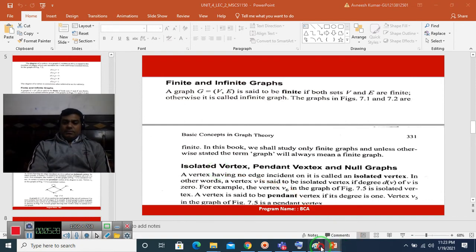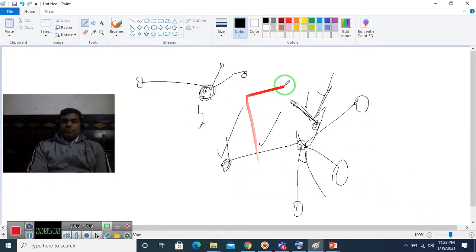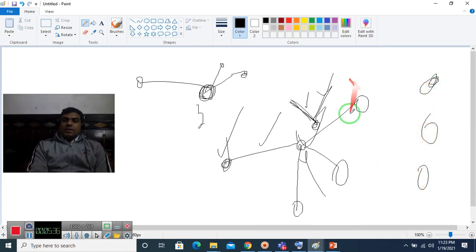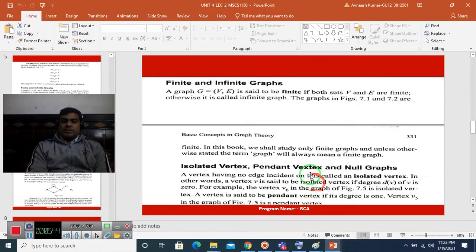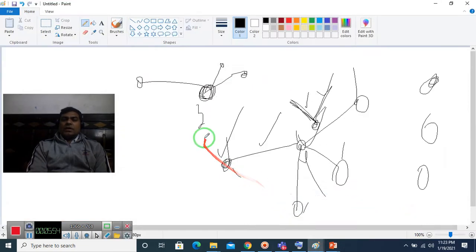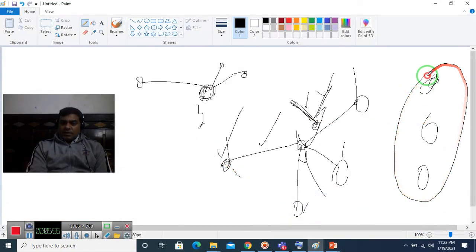This is the isolated vertex. But a vertex with degree 1 is called a pendant vertex. This is a pendant vertex, degree of 1. This is a null graph. A null graph is the collection of all isolated vertices. This is a null graph.